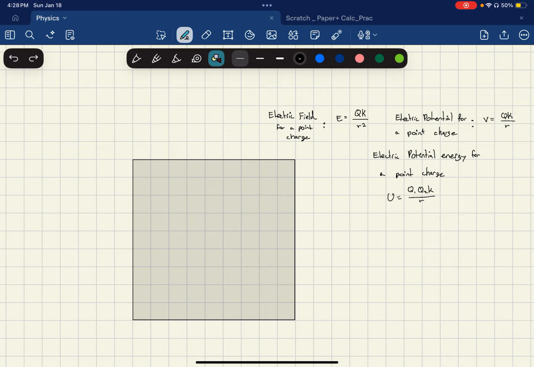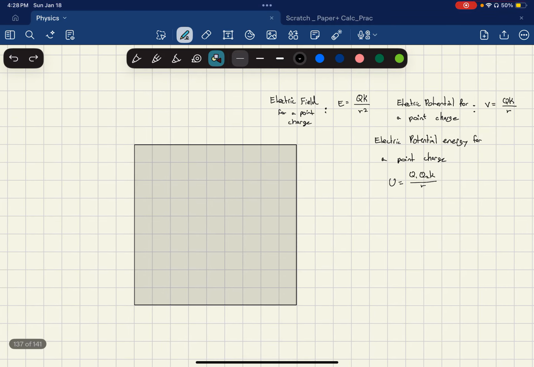So here we're going to use this idea. I have three formulas right here: the electric field for a point charge, the electric potential for a point charge, and the electric potential energy for a point charge. As you can see, the difference between the electric potential and the electric potential energy is you just have an extra Q, an extra charge. That's all it is. So basically, we can also write this as Q times V, because V is just another charge times K over R. So this is also an equivalent form of electric potential energy.